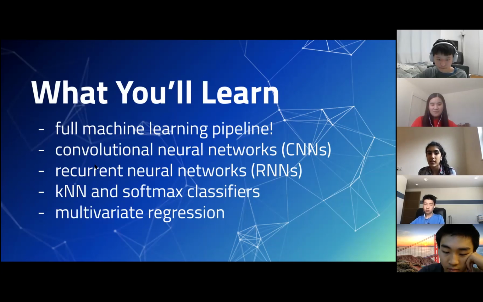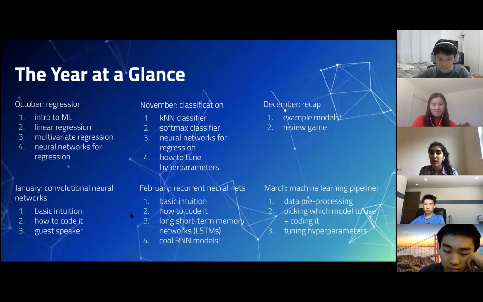They're simpler than CNNs. They're also classifiers, but they're not focused on images. If you want to classify other things, these are commonly used. And then we're also going to talk about regression, so multivariate regression. Here's a quick overview of what we'll be going over this year.